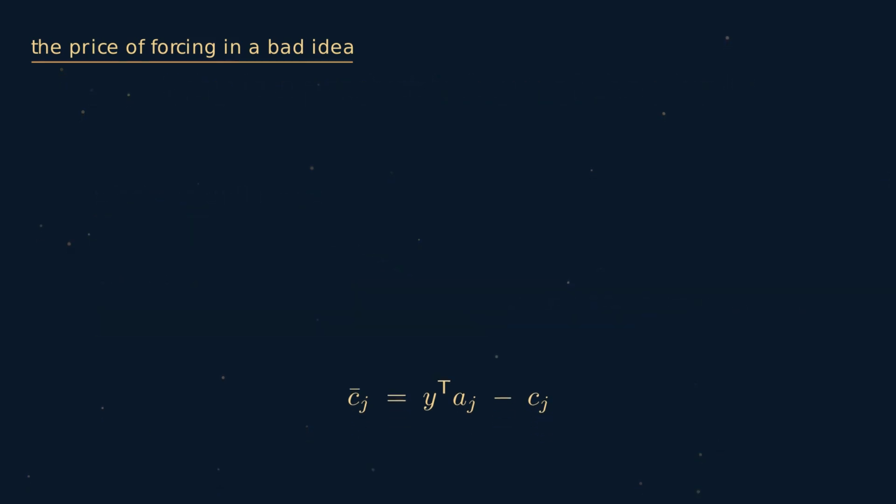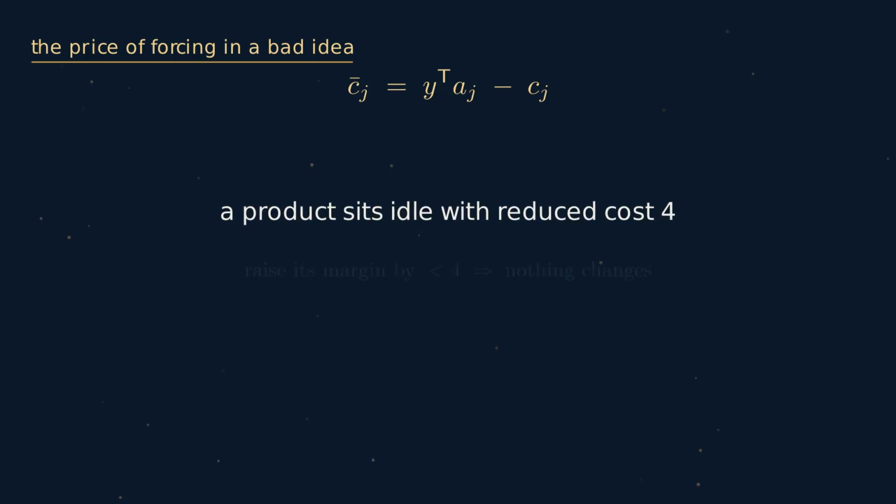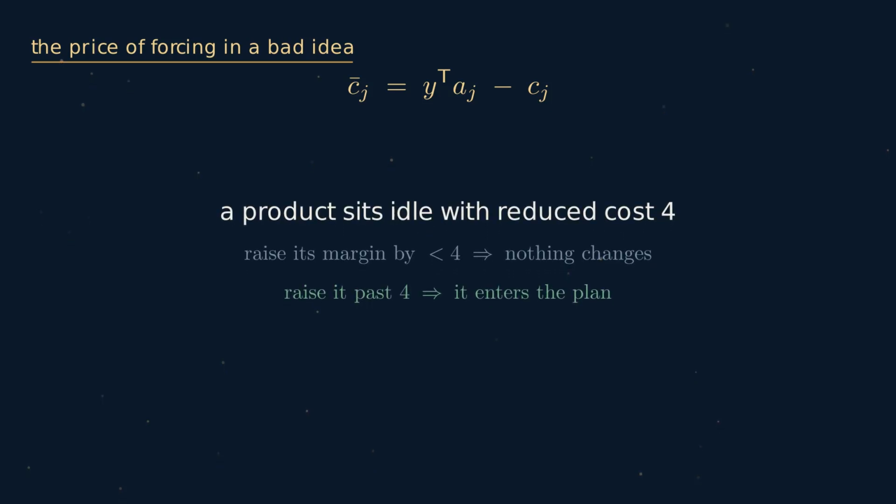Now the reading is sharp. Suppose a product is idle with a reduced cost of 4. That is a verdict with a number attached. Nudge its margin up by anything under 4 and absolutely nothing changes, not one unit of the schedule. Push it past 4, and the product finally earns its place. The reduced cost is the exact size of the raise it needs.